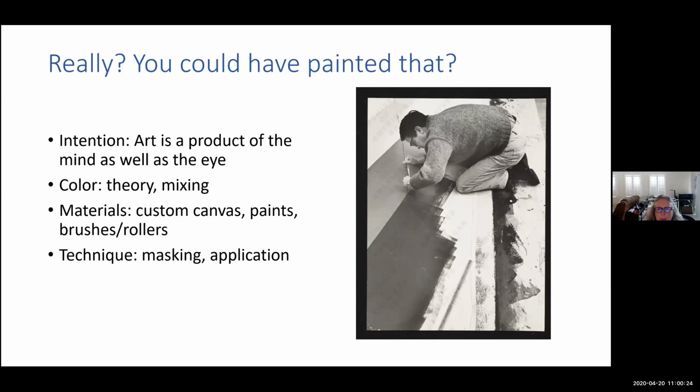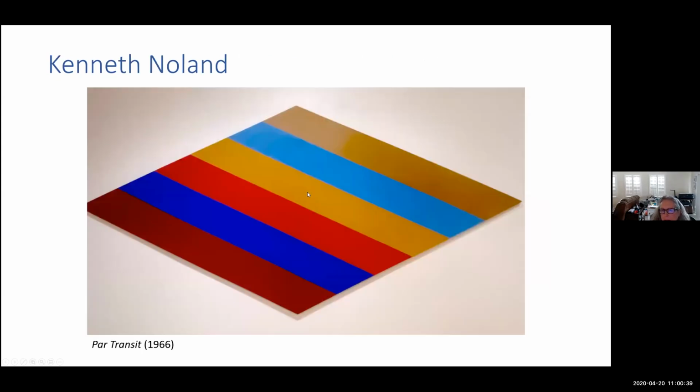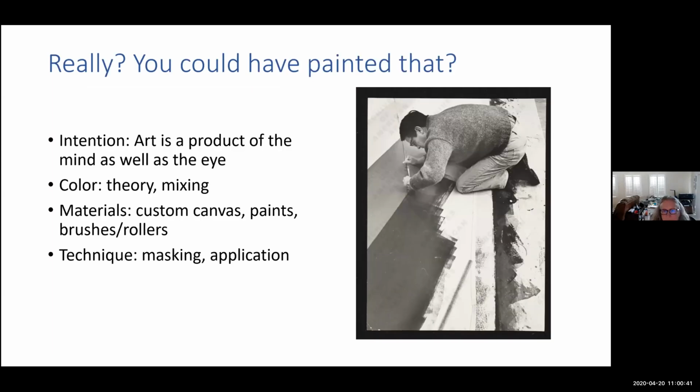actually a much more sophisticated technique than what someone might say. I mean, I have actually had people say that to me. Oh, I could have painted that. Why is that art? So let's look. Here's Kenneth Noland here, and he is painting, probably not this painting, but something similar to this. So let's look at what all is involved with that.